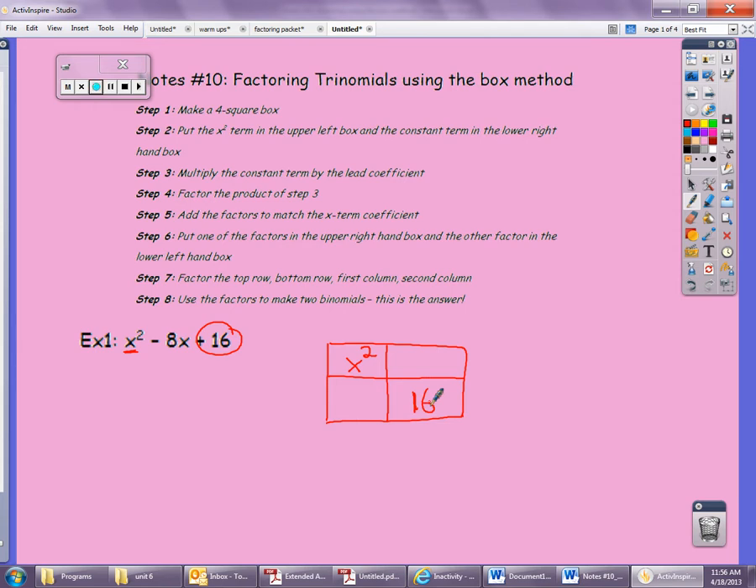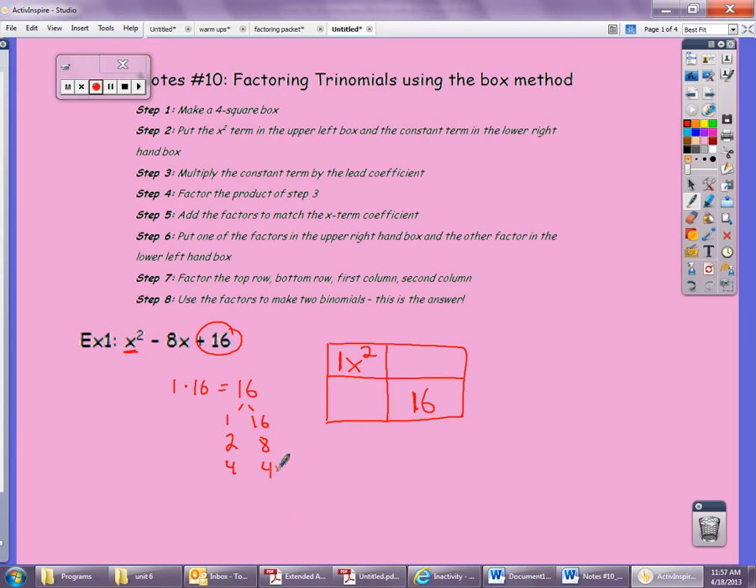Step 3 says to multiply the constant term by the lead coefficient. Now our lead coefficient here is 1. So we want to do 1 times 16. So 1 times 16 will give us 16. So that's step 3. Now step 4, we want to find the factors of this 16. Well, factors of 16 are 1 and 16, 2 and 8, 4 and 4.